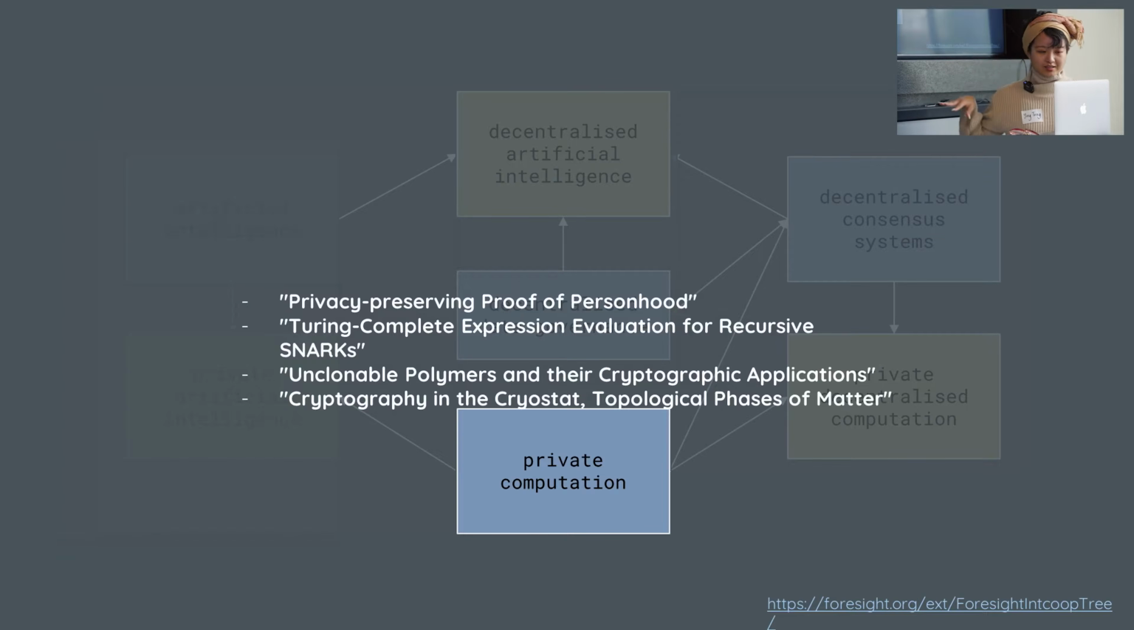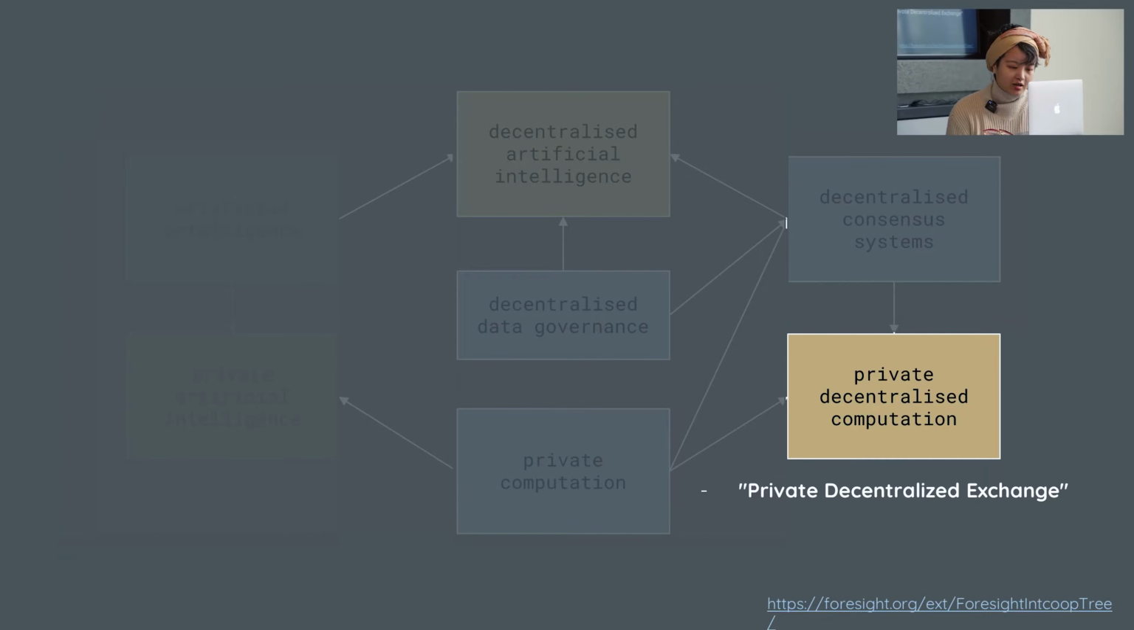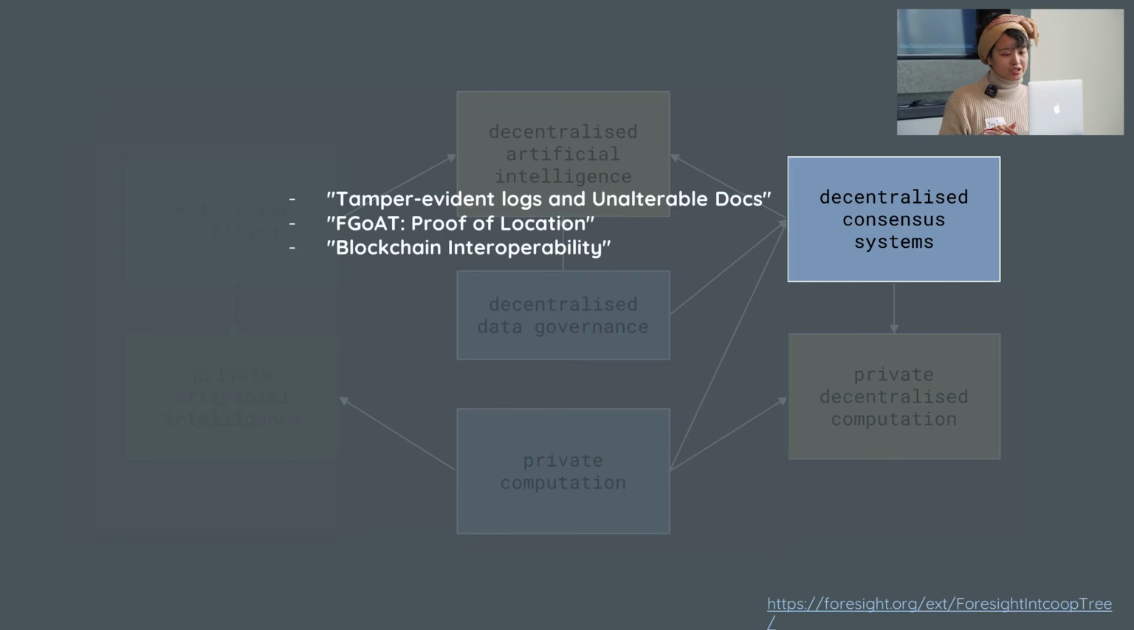We have quite a few talks about this today. Private computation is also a dependency of private decentralized computation. I think there's a cool project here, Penumbra, that does private decentralized exchanges, and that's an example of private decentralized computation. And finally, decentralized consensus systems, one popular iteration of which is blockchains. We have a few people working on that today as well. So yeah, at 3 a.m.